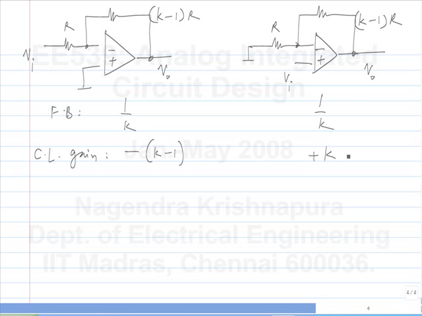V out equals? No, that's not. So in this case, the input to the op-amp is what? No, that is with the op-amp.